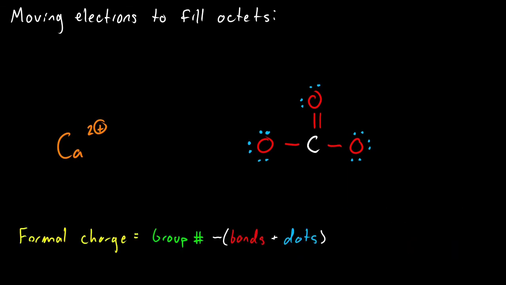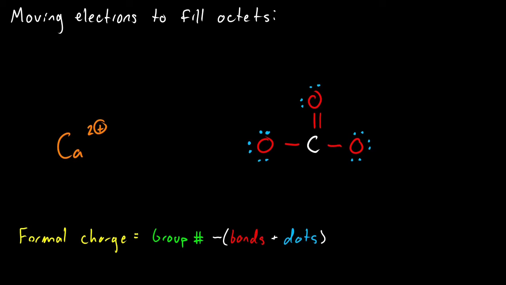Again, you may have learned a different method for how to calculate formal charge, but I'm using this one because I like it the most. The simplest way to calculate formal charge for an atom is to look at the group number of that atom and subtract the combined number of bonds and dots. Remember that formal charge is a way of bookkeeping, to say which of the atoms in the molecule is responsible for the charges that we're actually observing.